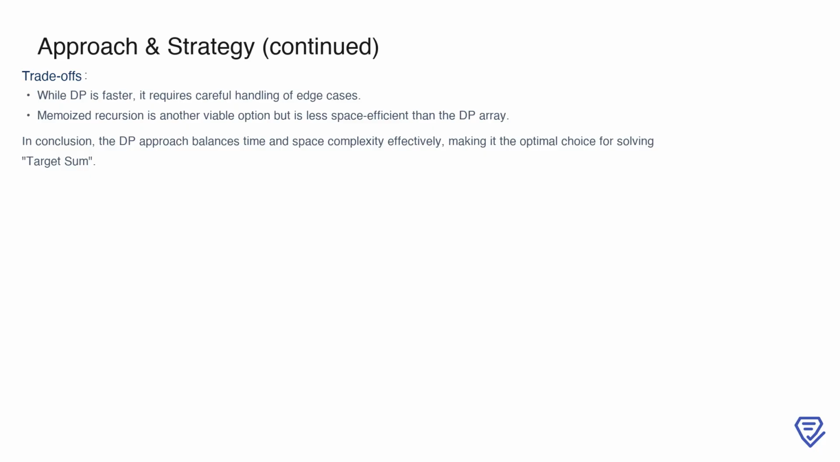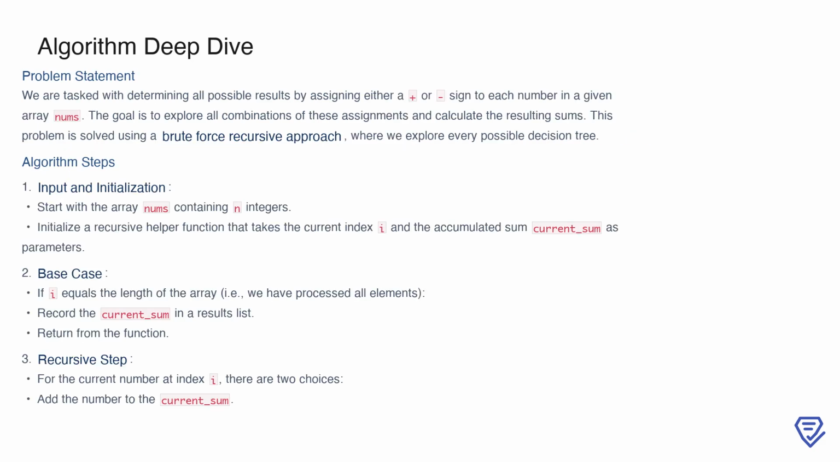In this problem, we are given an array of numbers, and the task is to assign either a plus or a minus sign to each number, exploring all possible combinations of these assignments. The goal is to calculate the resulting sums from these combinations. To solve this, we use a brute force recursive approach.